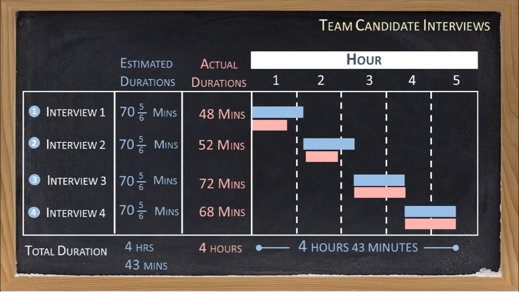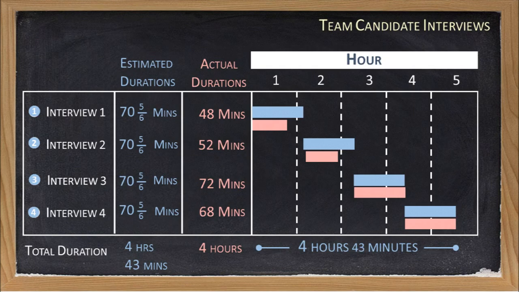So you might be curious, if we were to go back to our interview scheduling example and use our new duration of approximately 71 minutes per interview, how would that turn out? Well, by scheduling approximately 71 minutes per interview, it would take 4 hours and 43 minutes to perform all 4 interviews.